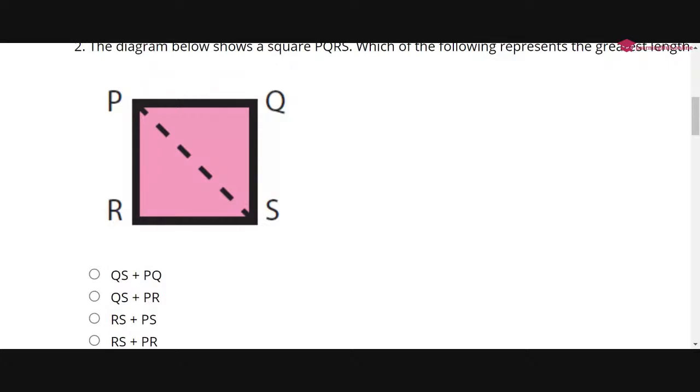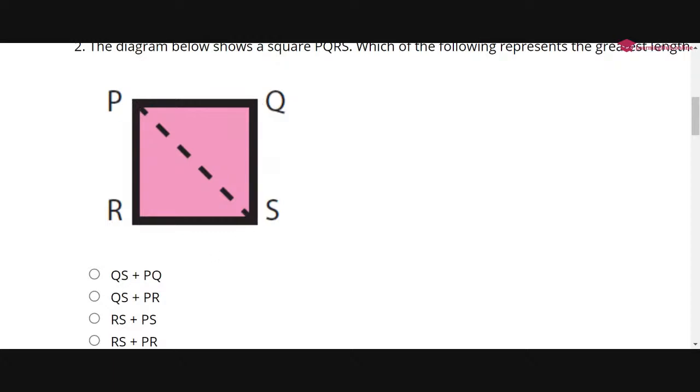let's look at the options. It's QS plus PQ. Then we have QS plus PR. We have RS plus PS, and we have RS plus PR. Okay, I'm going to trace those lines and let's see what we get. So we have QS plus PQ. So this is QS, which is right here, plus PQ. All right, so it's right here and right here. So that's leading.